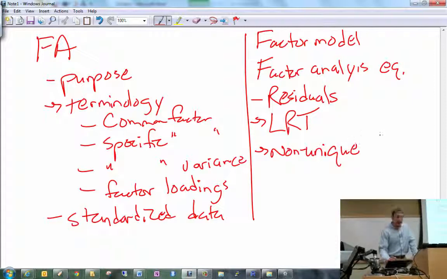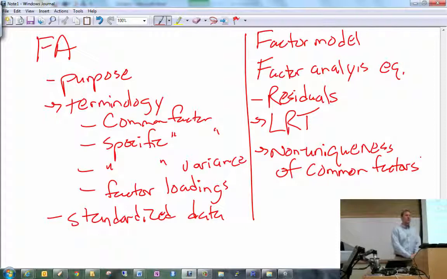Then a very important concept to understand with factor analysis is the non-uniqueness of common factors. And just for review, what does that mean? What do you mean by there's many different common factors? This is where the rotation comes in, because the factor loadings lead you to an interpretation of what the common factors represent in terms of your original variables. Since these factor loadings can change due to a rotation, that can change your interpretation of the common factors, and thus that's what I mean by non-uniqueness of common factors.